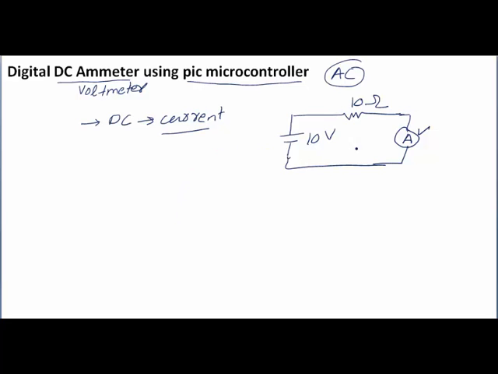First of all, to measure current in this circuit, you have to have some kind of shunt resistor. Let's talk about the methods in which you can measure current. There are 2 to 3 methods. The first method is shunt resistor, and the second one is current transformer.